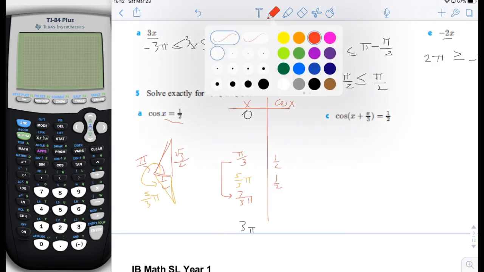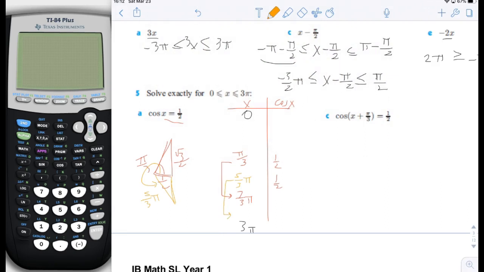Let's do the orange one. 5/3 pi plus 6/3 pi would be 11/3 pi. 11/3 pi is slightly over 3 pi already. So actually 11/3 pi is also not possible because that goes past our domain of 3 pi.